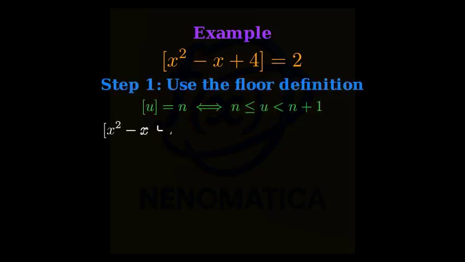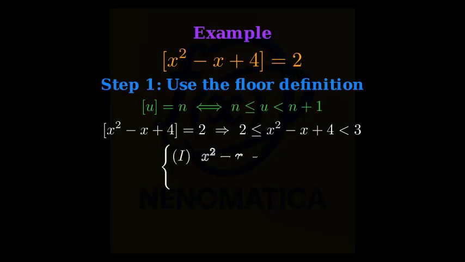If floor of u equals n, then n is less than or equal to u and u is less than n plus 1. Applying this with u equals x squared minus x plus 4 and n equals 2, we get 2 is less than or equal to x squared minus x plus 4 and x squared minus x plus 4 is less than 3. We can write these as two separate pieces. Part 1, x squared minus x plus 4 less than 3. Part 2, x squared minus x plus 4 greater than or equal to 2.